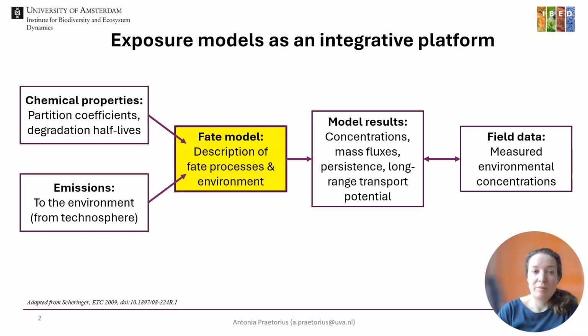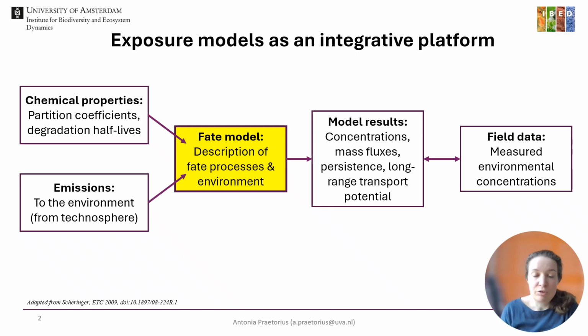In this context, environmental fate, or also called exposure models, really serve as an important bridge between these different elements. In a model, we can combine data on chemical properties and on emissions together with information on the characteristics of the environment of interest into a mechanistic description of fate processes, like transformation processes and transport processes, that influence the likely behavior of chemicals in a given environmental system.